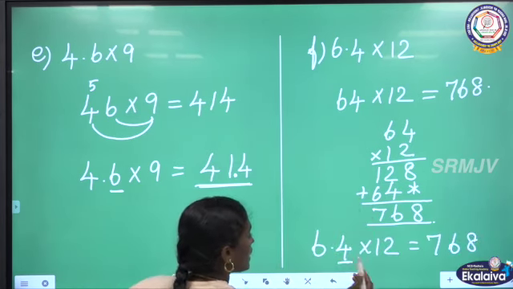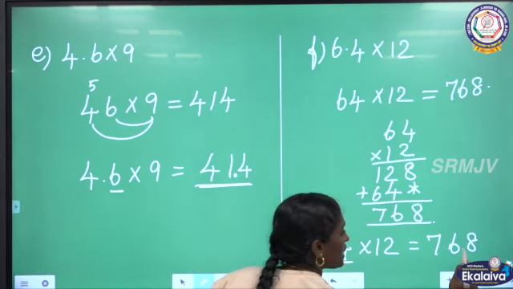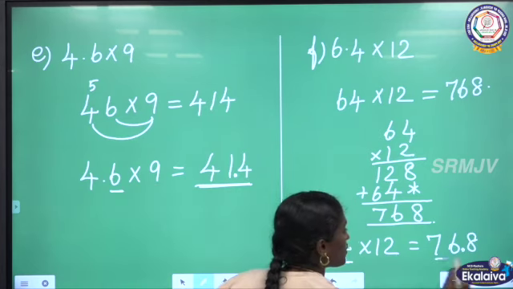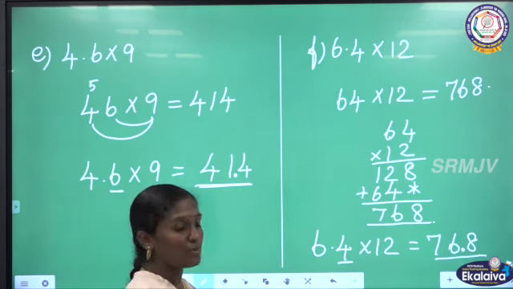Now here only one decimal place is there. So in the answer also we need one decimal place. So from the last before one digit we have to keep the decimal point. So the answer is 76.8.